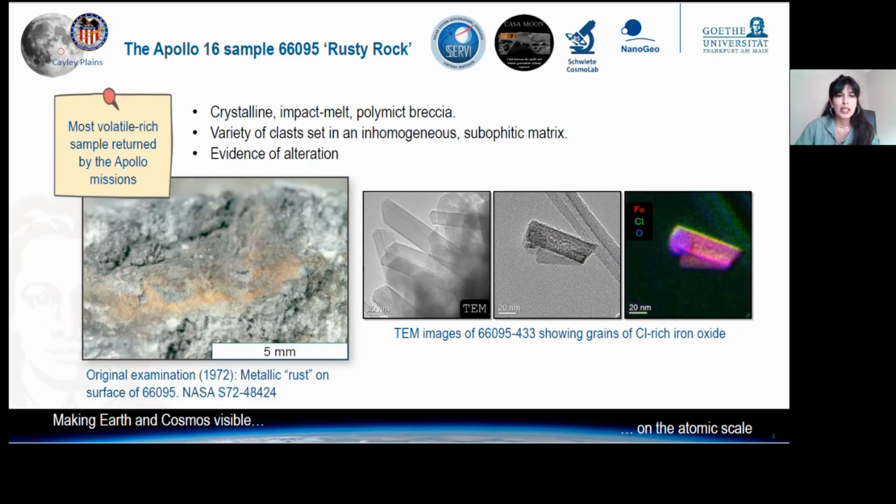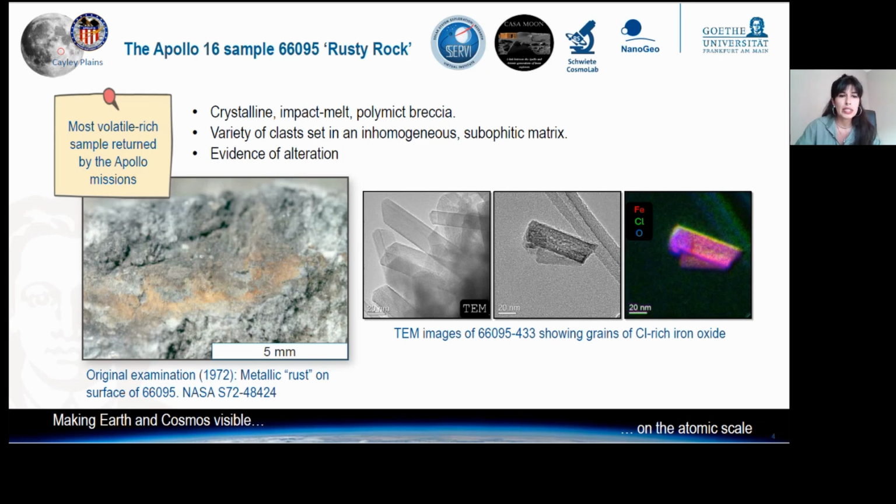This sample is a unique impact melt rock. It was brought by the Apollo 16 crew from the Kailai Plains, and it's also called Rusty Rock. It's very famous because it's the most volatile-rich sample returned by the Apollo missions.